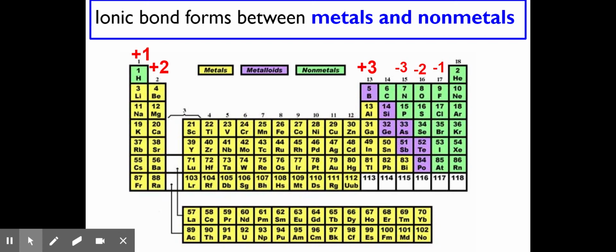So when a metal meets a nonmetal, they are like the perfect match in heaven, we call them. Okay, so that's an ionic bond, and they form through electron transfer. The electrons transfer from the metal to the nonmetal.